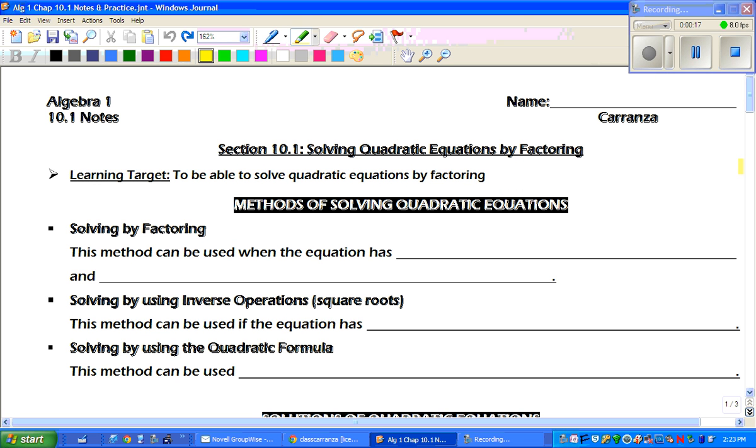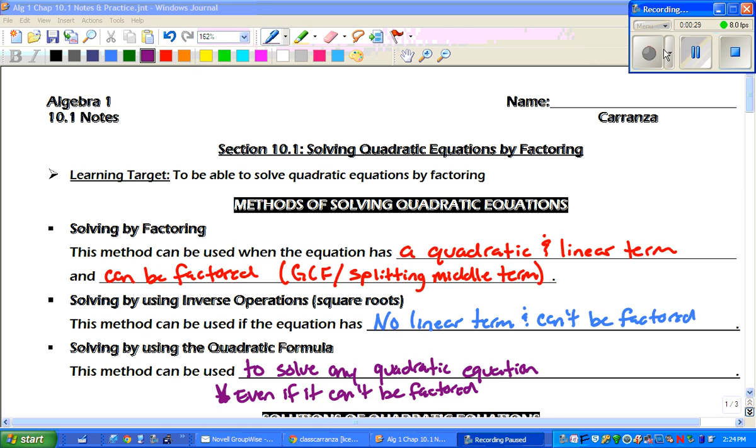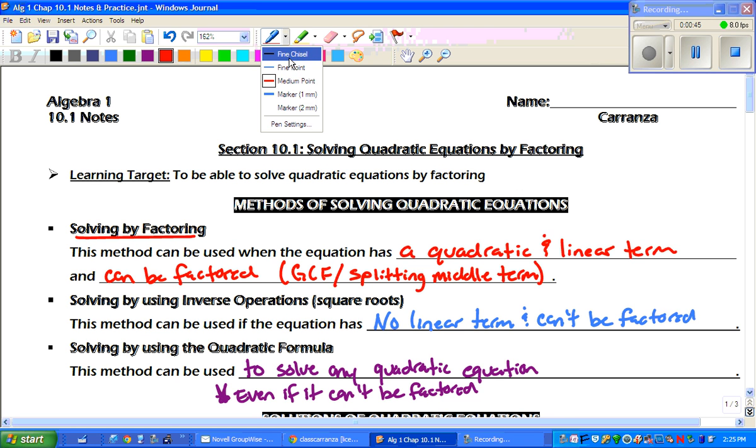So, there are actually three methods of solving a quadratic equation. You're like, well, Mr. Grice, what are those? Here they are. Are you ready to copy down the definitions? So, there are the definitions. Now, the first thing we're going to talk about is solving by factoring. This method can be used when the equation has a quadratic and a linear term.